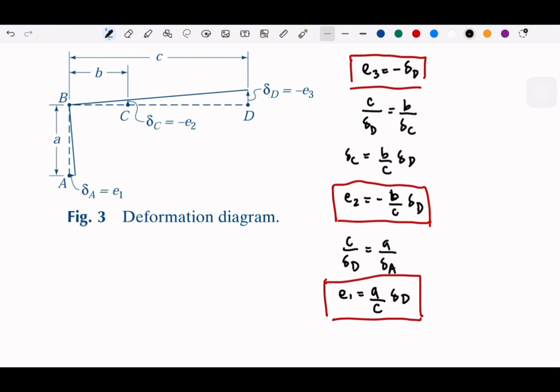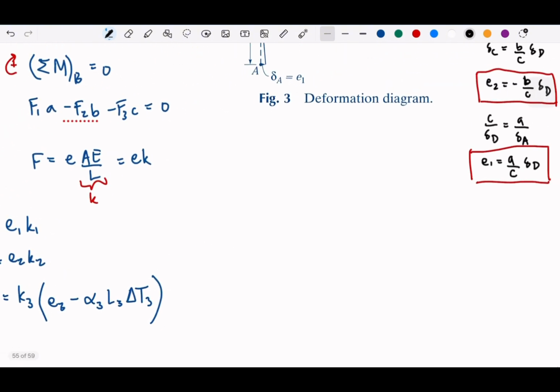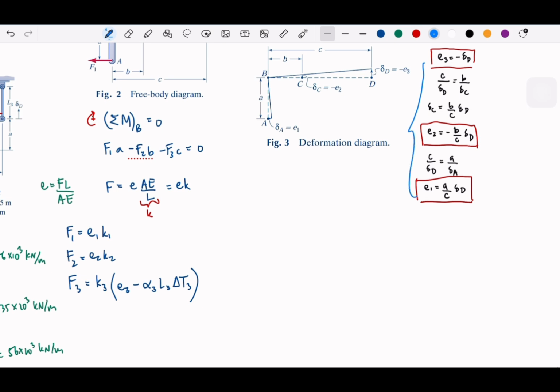And then we can use all these E1, E2, and E3. We can substitute to here. So let me give you some arrow. So we can substitute, sub back to the force equations. So this is the displacement method. So displacement method is basically, force will be equal. So the system equations, the variable will be the elongations or the displacement. So here the F1 will be A over C delta D multiplied with K1.